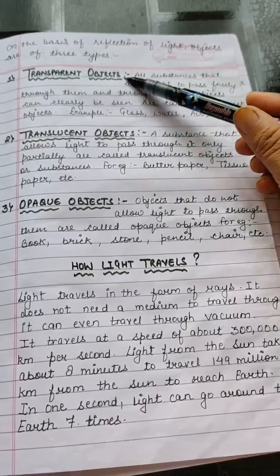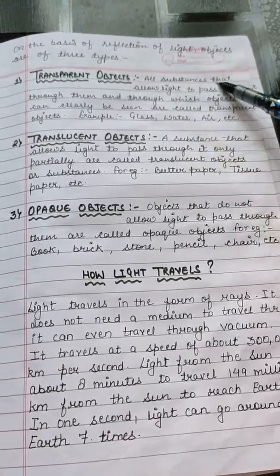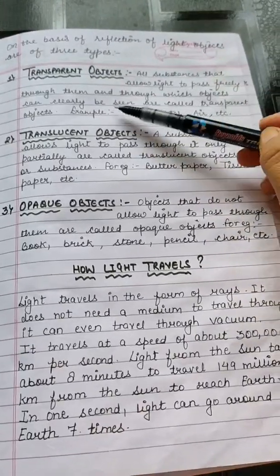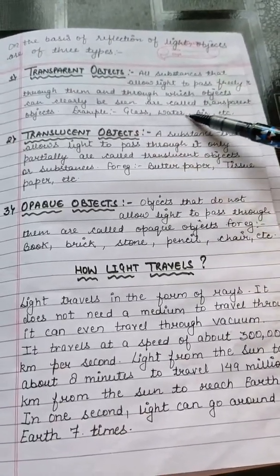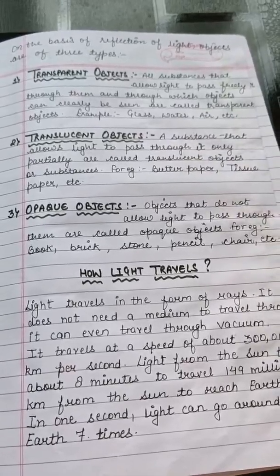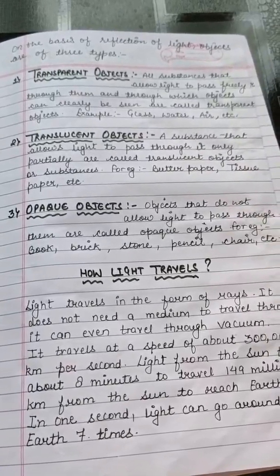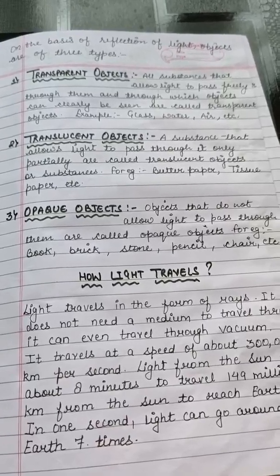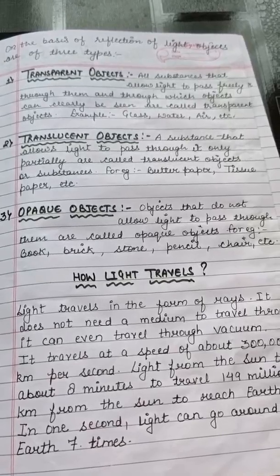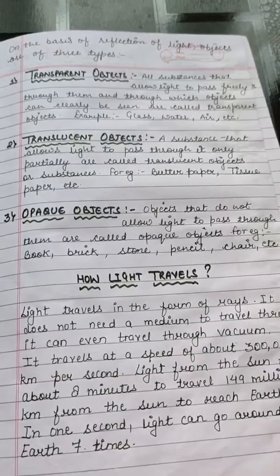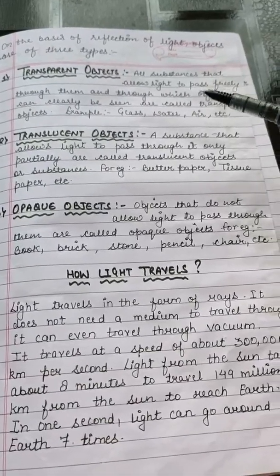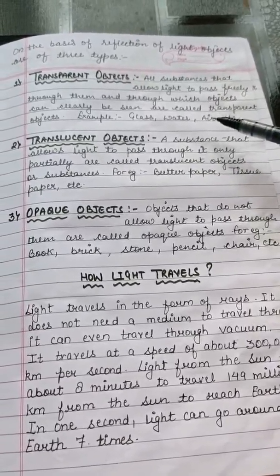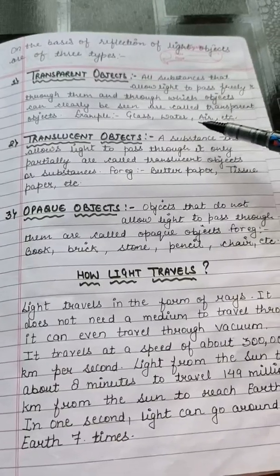So first one are transparent objects. All substances that allow light to pass freely through them and through which objects can clearly be seen are known as transparent objects. For example, glass, water, air. All these allow light to pass through them, that is why they are known as transparent objects.